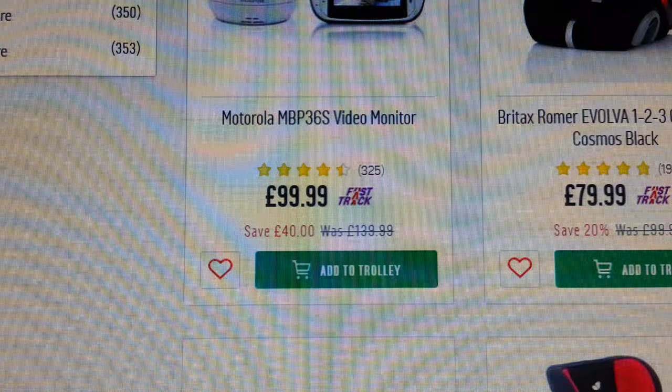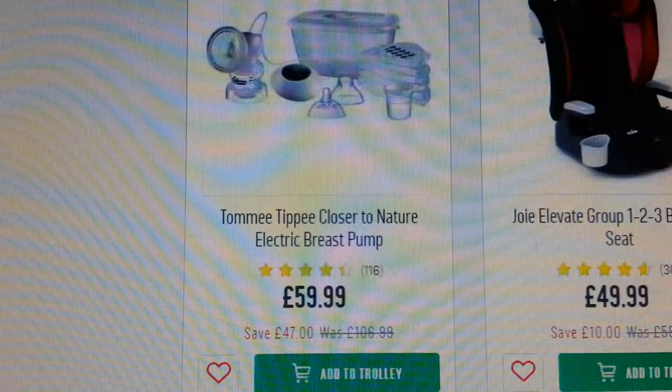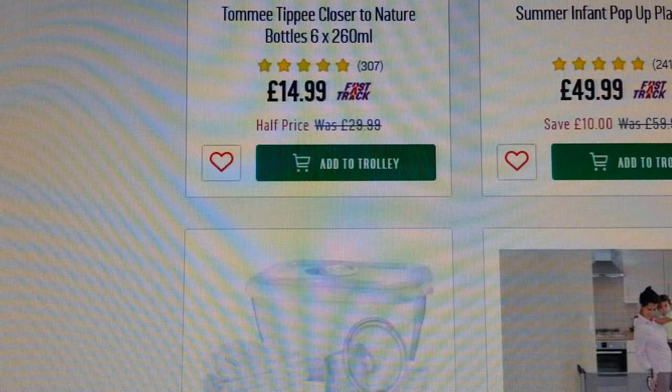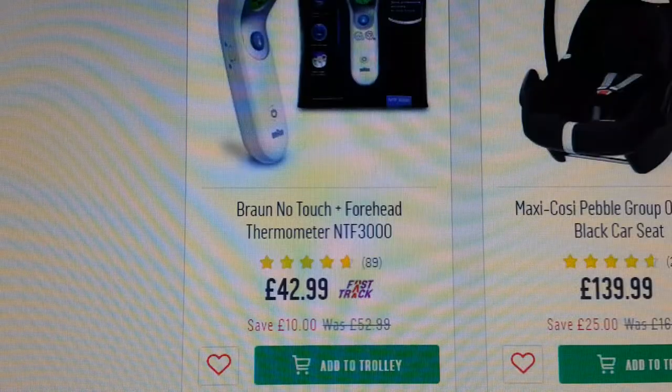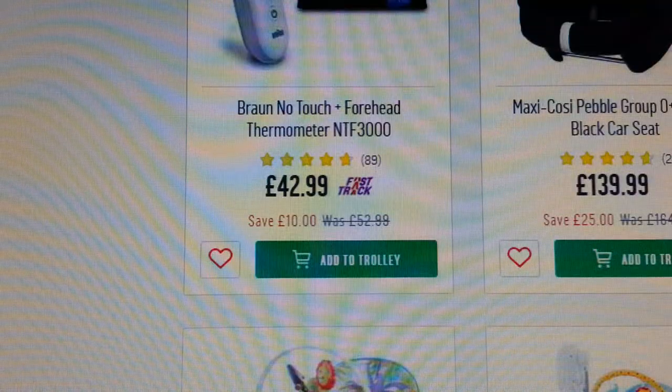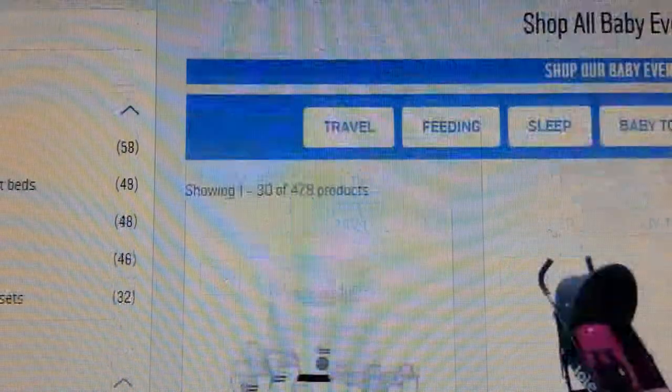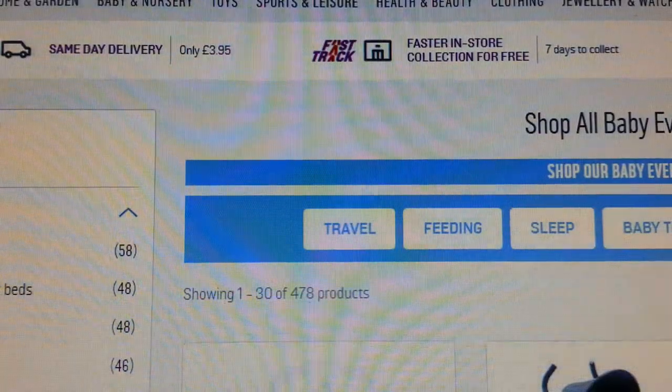Furniture, 3-piece set, £399, you're saving. Used to be £4.99, they knocked down to £3.99. So these are the products you can literally scrape and use in your dropship business. Simple. Right.